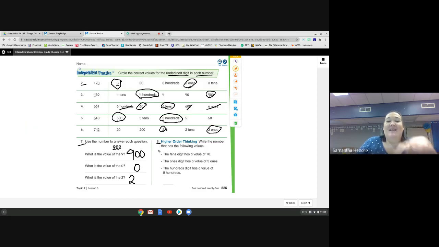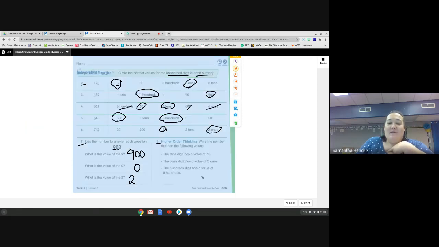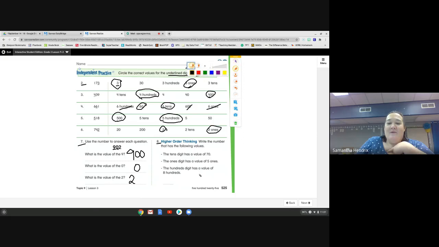So let's look at this. I love these problems, okay? Write the number that has the following values. So I'm going to draw 3 lines down here for my hundreds, my tens, and my ones. And I'm going to label it like that so I know hundreds, tens, and ones. So it says the tens digit has a value of 70. So the value is 70.